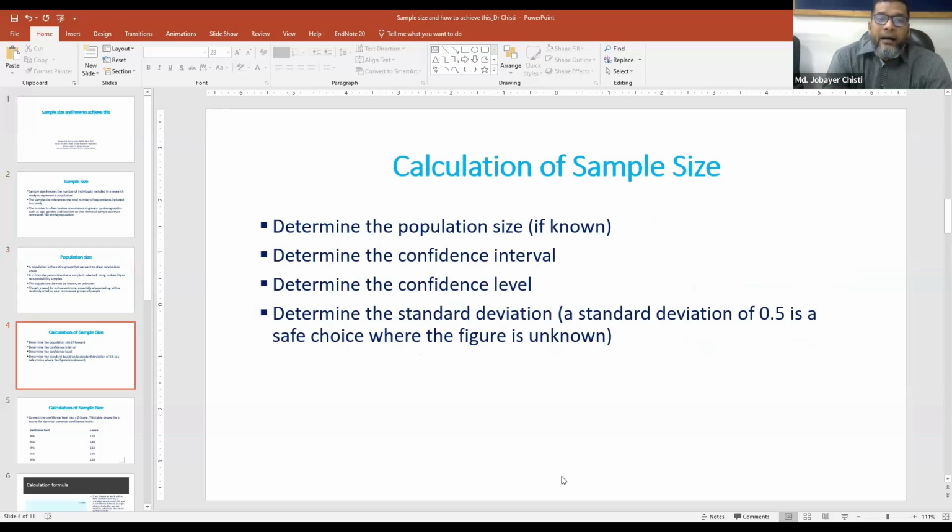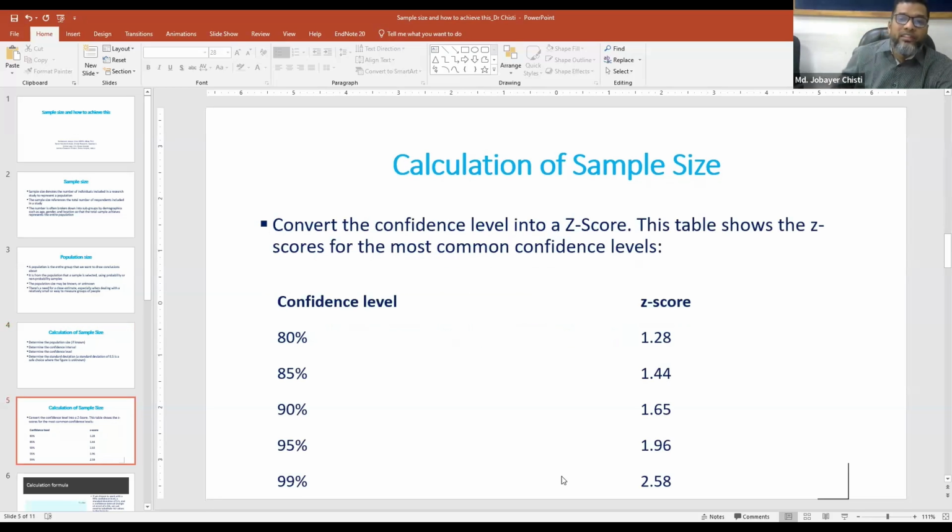And for the calculation of the sample size, which is a very imperative part of a protocol, we need to have the population size, if known at all. However, we need to have a very precise confidence interval as well as confidence level, and also standard deviation. And we need to give one example for that.